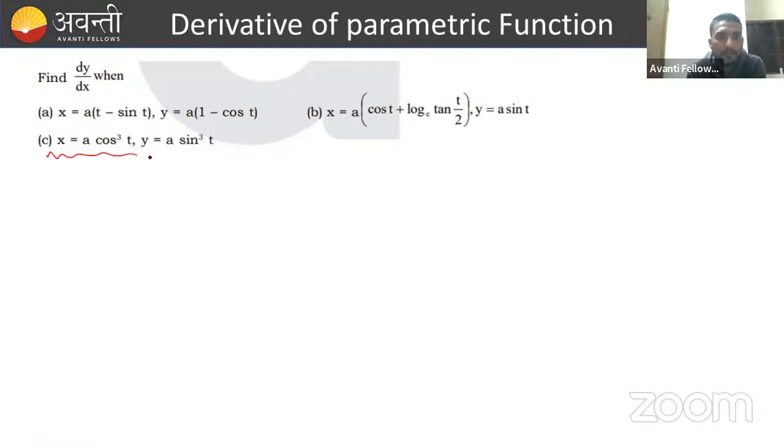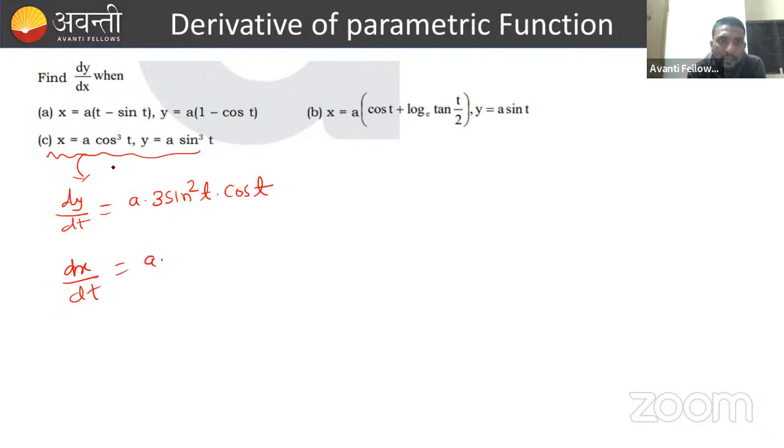What we can do, this is dy by dt I will find. It is sine cube t, so this is 3 sine square t. Again we will go by the chain rule, derivative of sine t will be cos t. Similarly dx by dt will be what? It is cos cube t, it is 3 cos square t into what? Derivative of cos t is minus sine t.